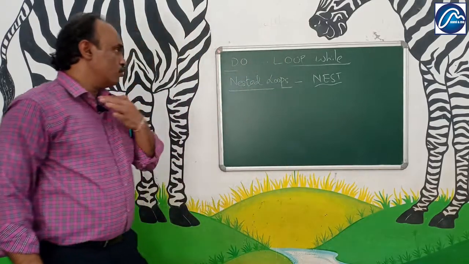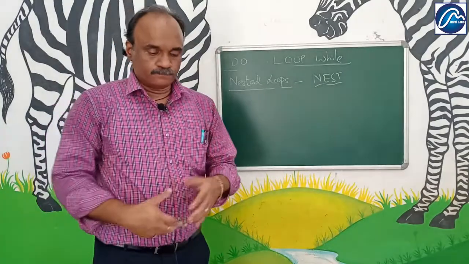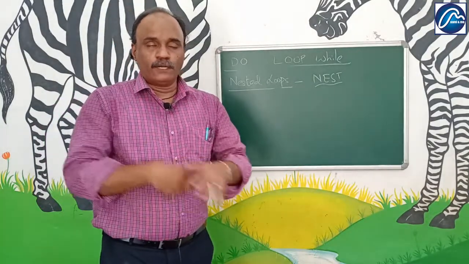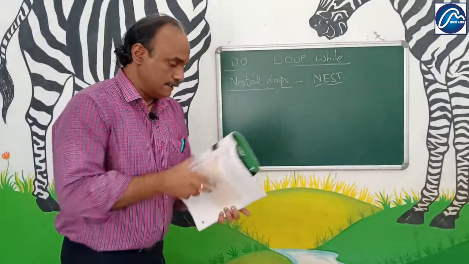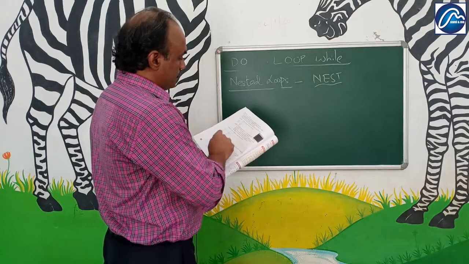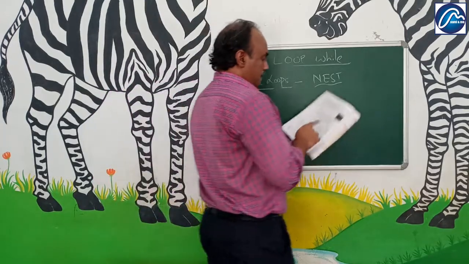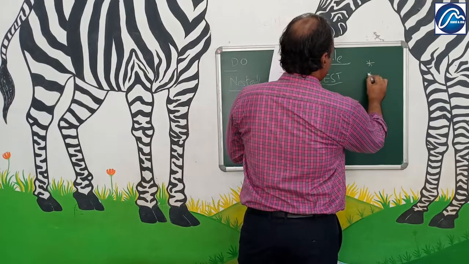So what are nested loops? Loop within a loop. Now how to make you understand the loop within a loop, I will take an example from your textbook so that things will be much easier. Write a program to display the given pattern. What is the given pattern in this book? See, asterisk. The star is to be printed.